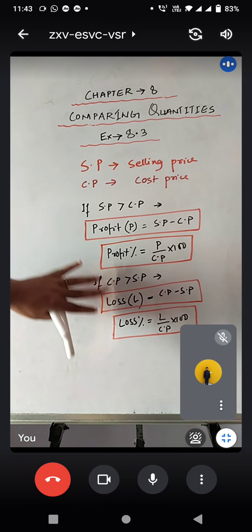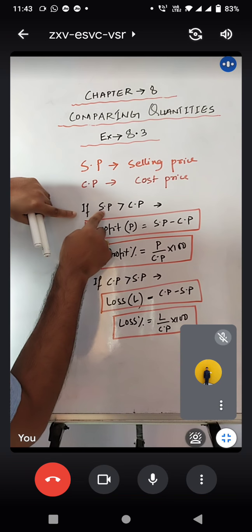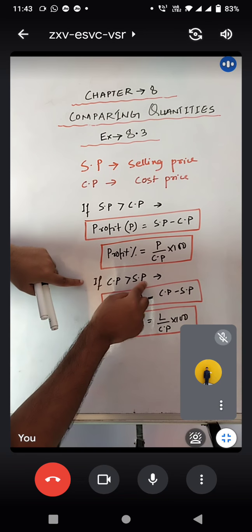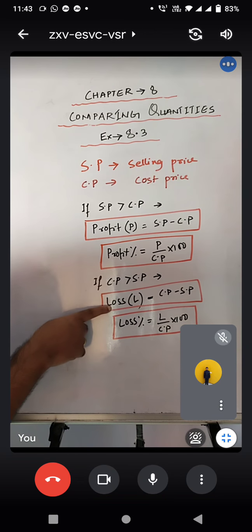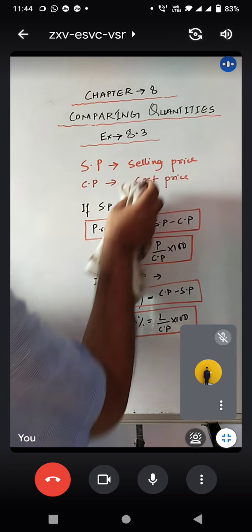So these are the 4 formulas which are very important. Please remember this condition: if SP is greater than CP, then we go for a profit, and when CP is greater than SP, we suffer a loss. So these are very important formulas. Now let's move on to the first question of exercise 8.3.